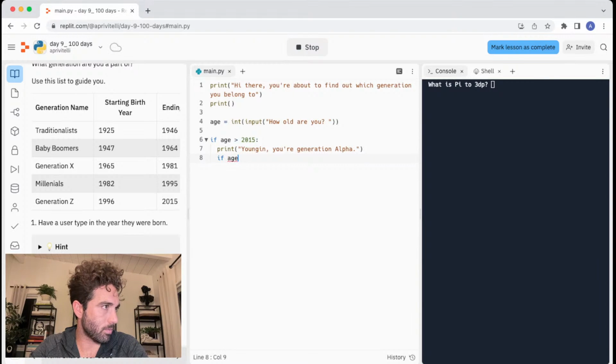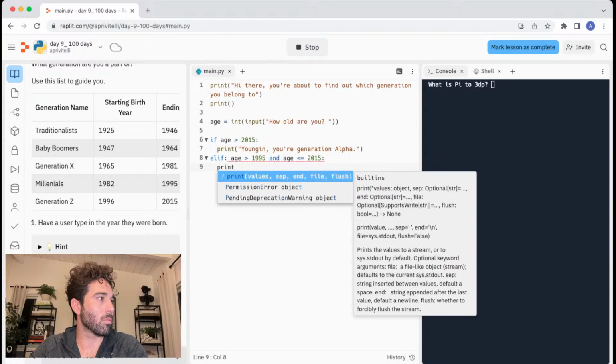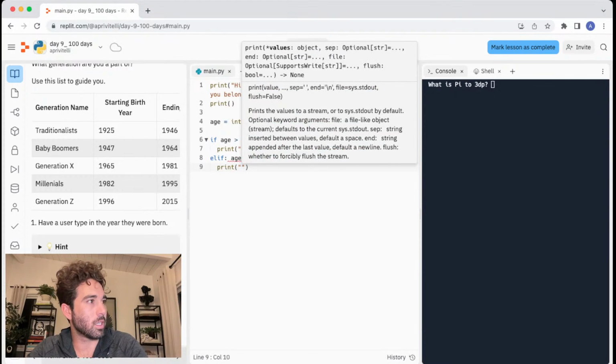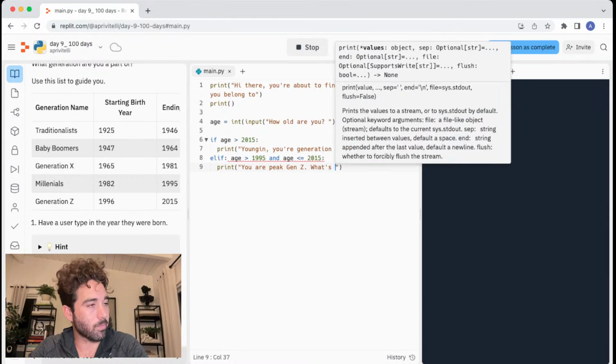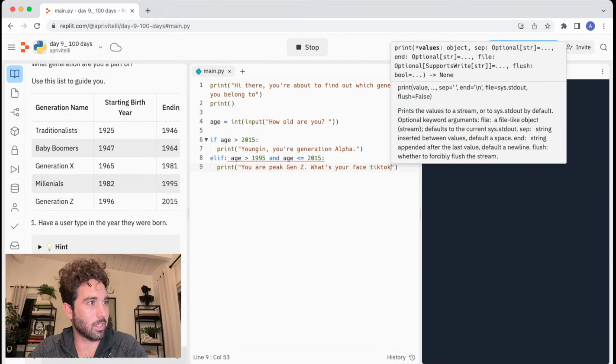If age is greater than 1990, elif, else if age is greater than 1995 and age less than or equal to 2015, print, you are peak Gen Z. What's your fave TikTok dance?